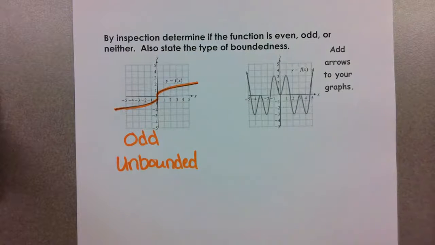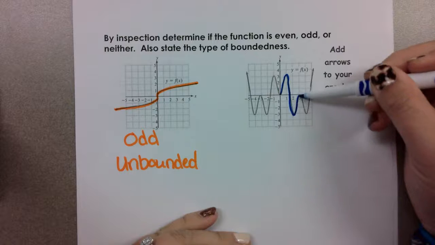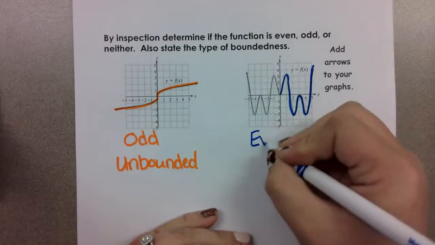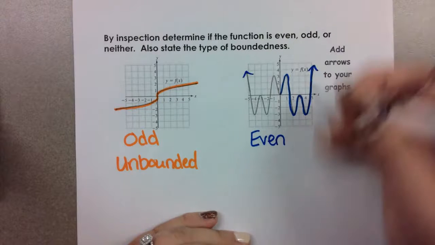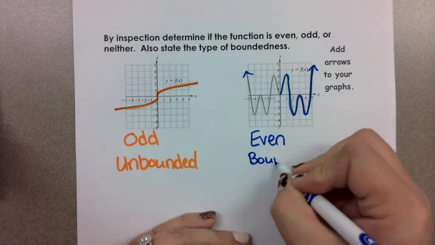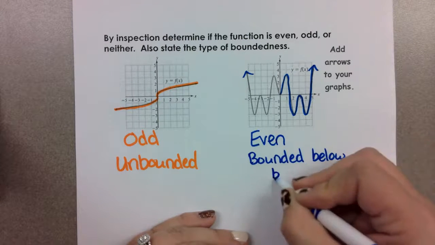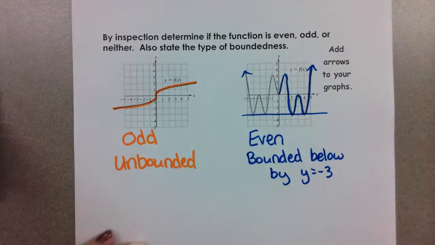For the second one here, I notice that if I take this right-hand side and I fold it over the y-axis, it's exactly the same, so this function is even. This one has no upper bound because of these arrows, but it is bounded below by y equals -3, because we never go below there.